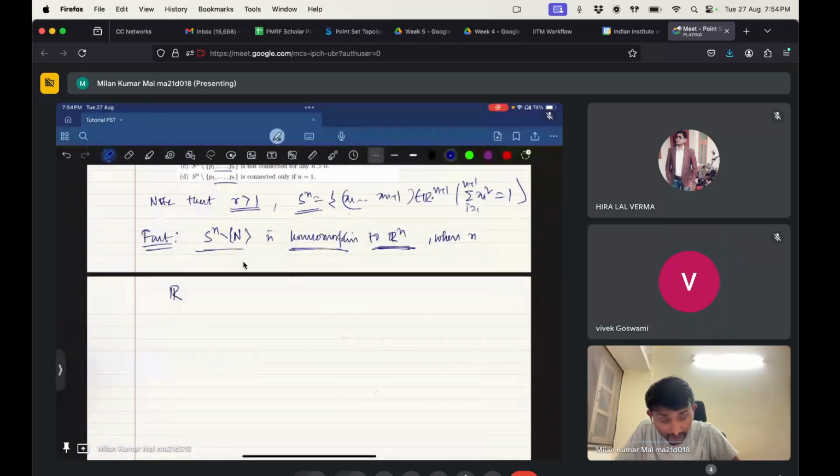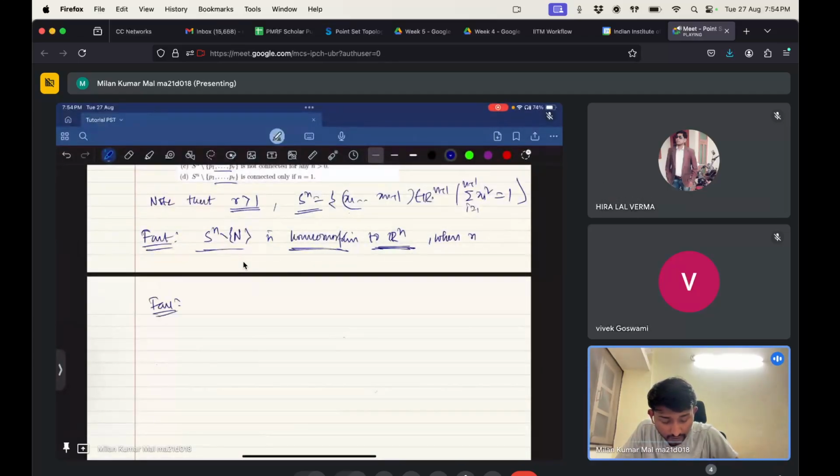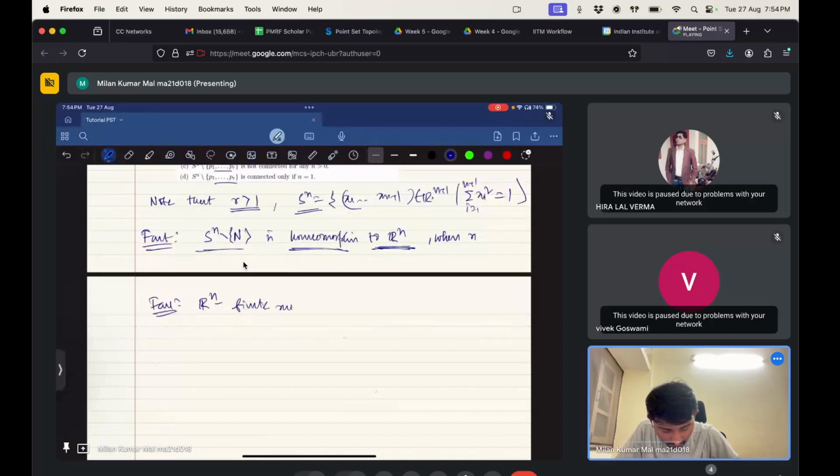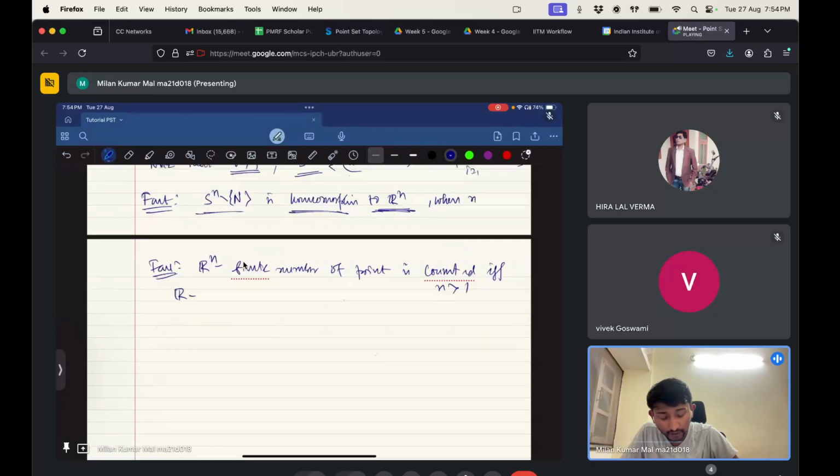The main point is the fact that we know R to the power n minus 0, or a single point, or a finite number of points, is connected if and only if n is greater than 1. That is what I want to make. That means if I take R minus 1 point, this is not connected. But R^n minus a point is connected. That is what we have seen a few minutes ago, right? Okay.